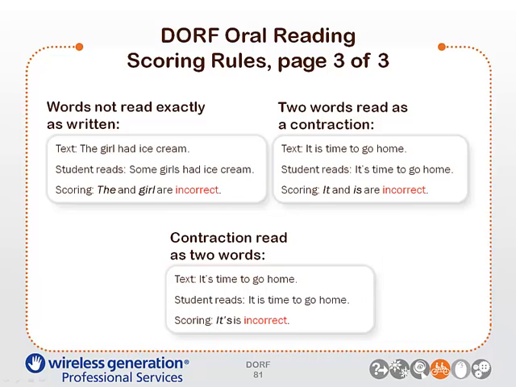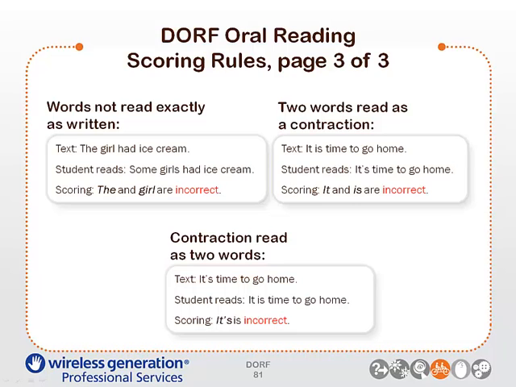So if a student does not read a word exactly as written, score it as incorrect. For example, the girl had ice cream. The student reads, some girls had ice cream. You would mark incorrect the and girl.